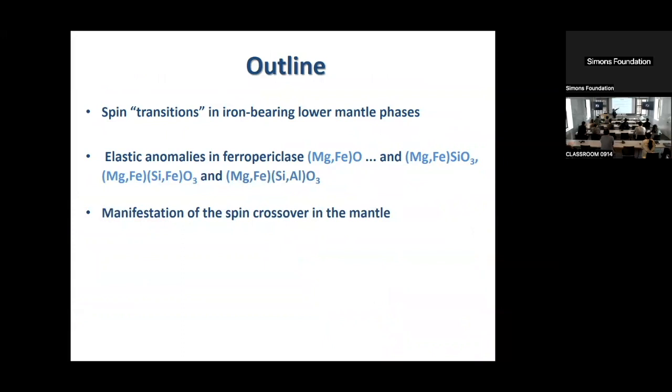So these are the phases that I'm going to show. I'm going to focus greatly on ferropericlase. And I will tell you about the manifestation of the spin crossover in the mantle in seismic tomography, that we believe that we caught it.